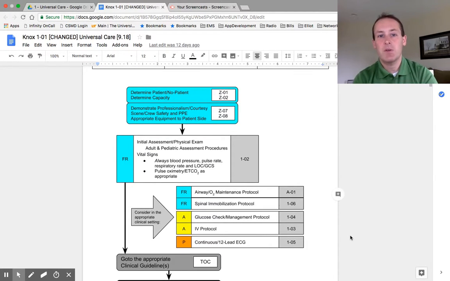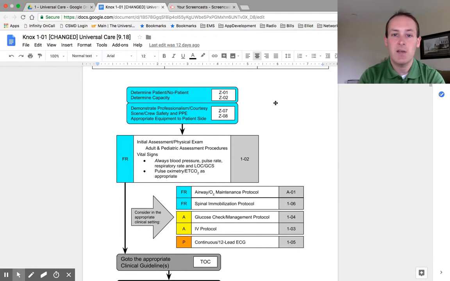The first thing, starting at the top here, is determining whether there is a patient or it is a no patient situation. The second thing is determining the patient's capacity to make medical decisions, and that's Z-01 and Z-02, as you can see up here.